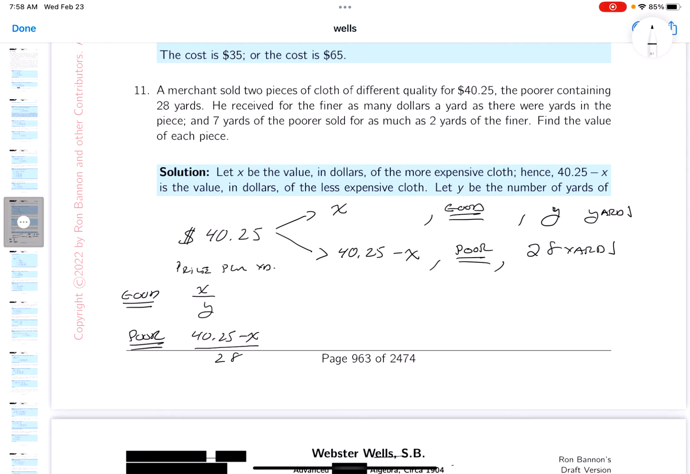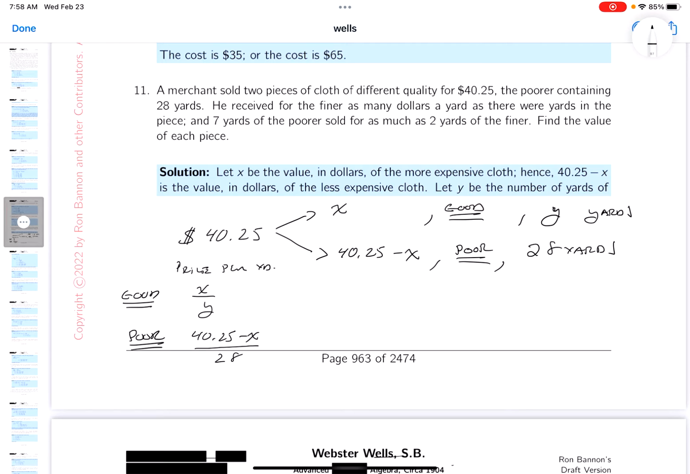Now, that's the first sentence, and that's all we've read. A merchant sold two pieces of cloth of different quality for $40.25. The poor contained 28 yards. So I wrote it down. Certainly when I write 28 yards for the poor one, I wrote Y for the more expensive one, the good one, and then I put price per yard down. This is typical. When you're buying something, you want to know the price per yard of it. Is that something with a problem? I don't know. But I'm going to read the next sentence.